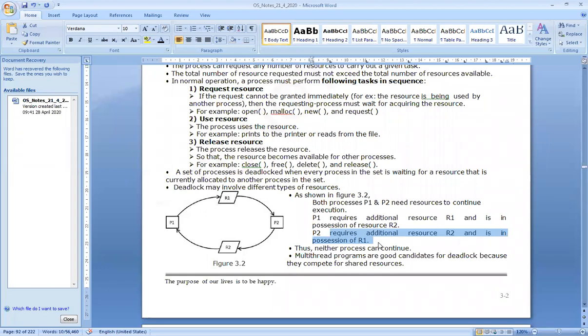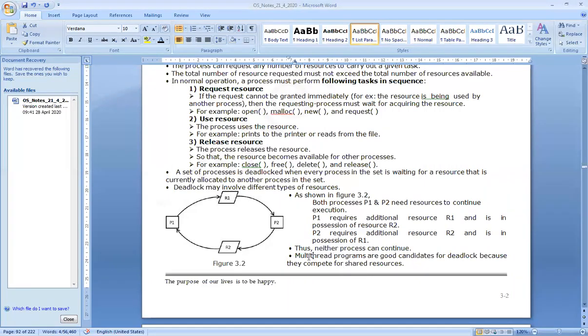So like this, we may get a situation where a process holds one resource and requests one more resource. This leads to a deadlock situation. Okay, so the next point is: neither process can continue. So what happens if this is the case? Neither process can continue, so they start waiting, without doing any job. That is a situation called a deadlock.